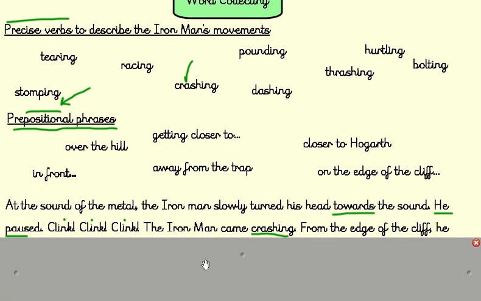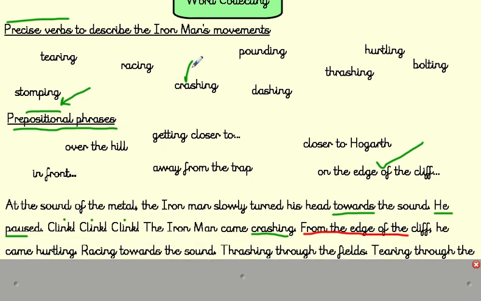From the edge of the cliff, oh, that's my prepositional phrase. This one here, I've changed it slightly. I've done from instead of on, but that's okay. So that's my prepositional phrase. I might do that in a different colour to show you. From the edge of the cliff, he came hurtling. I've used another one of my precise verbs, hurtling.